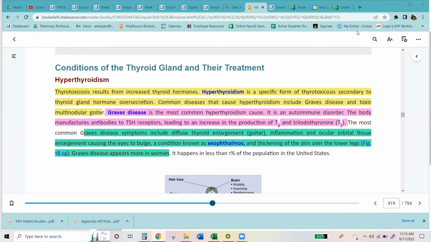Thyrotoxicosis results from increased thyroid hormones. Hyperthyroidism is a specific form of this, secondary to thyroid gland hormone secretion. Common diseases that cause hyperthyroidism are Graves' disease and toxic multinodular goiter. Graves' disease is the most common hyperthyroid cause. It is an autoimmune disorder, and the body manufactures antibodies to TSH receptors, leading to an increase in the production of T4 and T3.